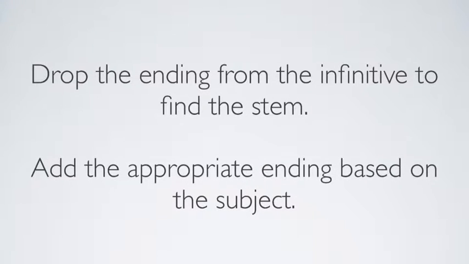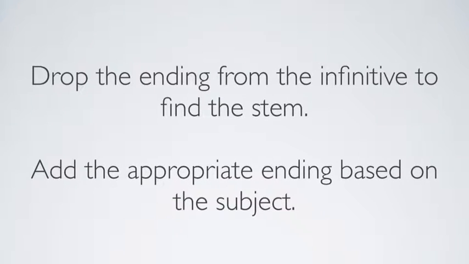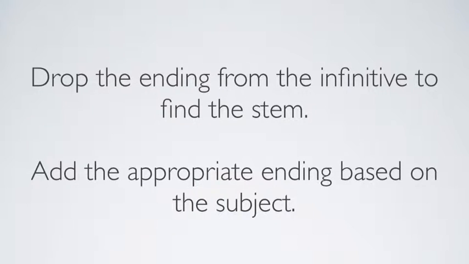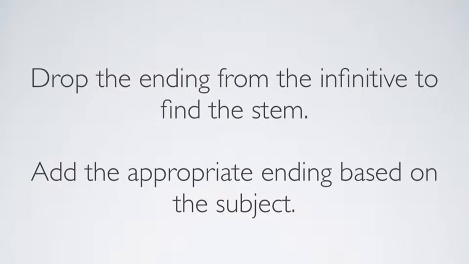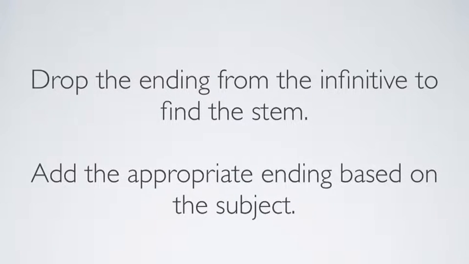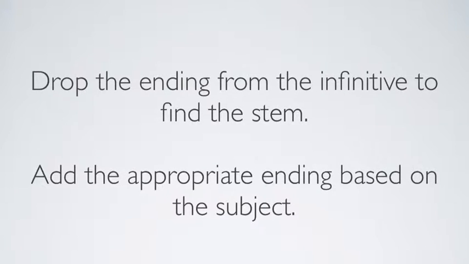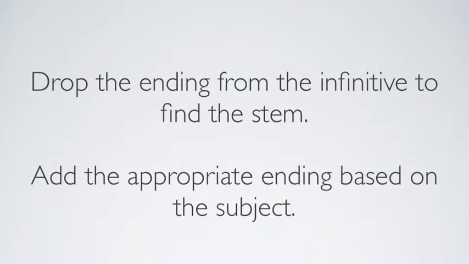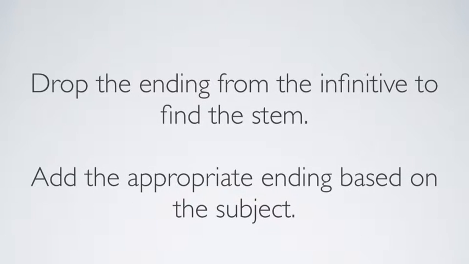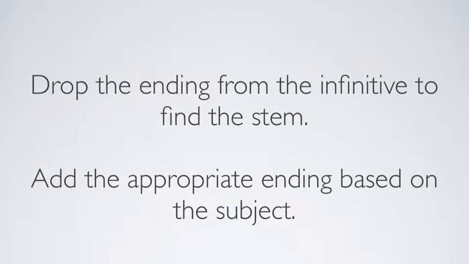Rule number 2 is add the appropriate ending based on the subject of the sentence. Find the subject and determine which pronoun would be used instead. Mentally place the pronouns on the pronoun chart. Each ending will be in a different section of the chart. Match the ending that matches the pronoun on the end of your stem.